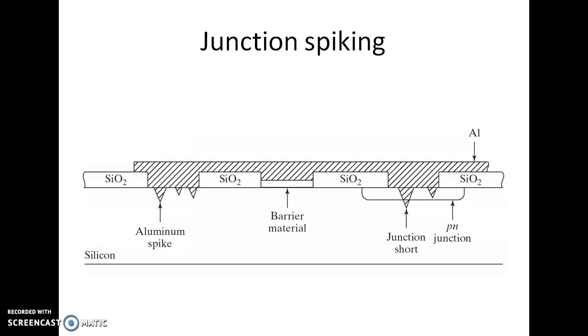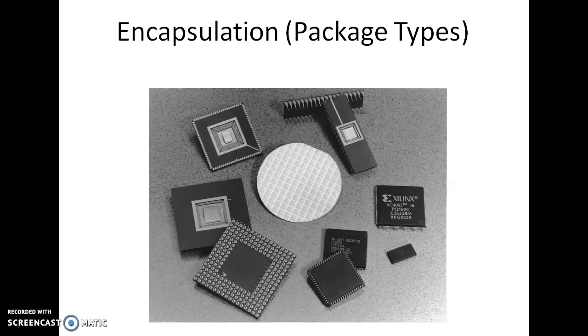So this is the junction spiking. We can see the aluminum spikes at the junctions, due to which we can have the shorts. So these are the electromigration and junction spiking issues in the metallization, which are to be avoided by using some other metals like copper.